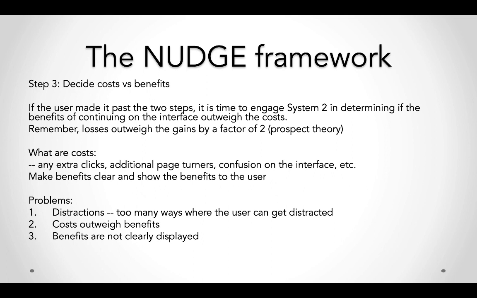So here, because it's system 2, we have 3 problems that we have to deal with. Again, distractions on the website, on the product, on the online interface. Two, costs outweigh the benefits. If I don't see the benefit, then any cost will add up to my expense account, if you will. And at some point, I have too high of a cost and I've got to get out. So if the benefits are not clearly displayed, I don't see what I'm progressing towards.